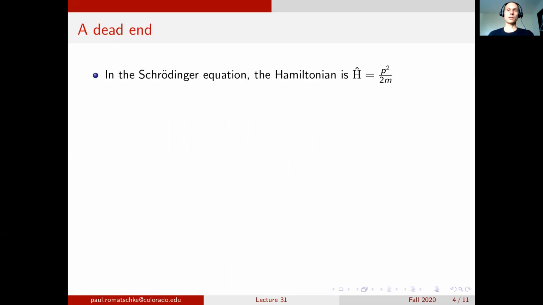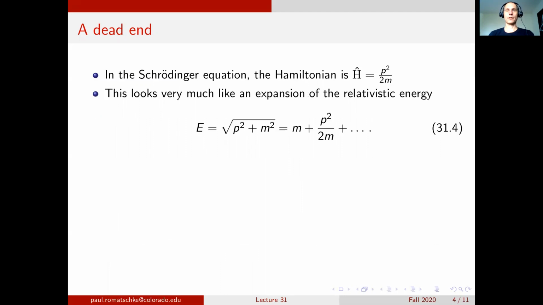In the free Schrödinger equation, the Hamiltonian is just p squared over 2m, where p is the momentum operator. This looks very much like an expansion of the relativistic energy, where the energy is given as the square root of p squared plus m squared. If we expand this for small momentum p, we get m plus p squared over 2m plus and so on. The m term is just a constant. This wouldn't appear in our Hamiltonian. And then we have the p squared over 2m, which is the term that we find in the Schrödinger equation.